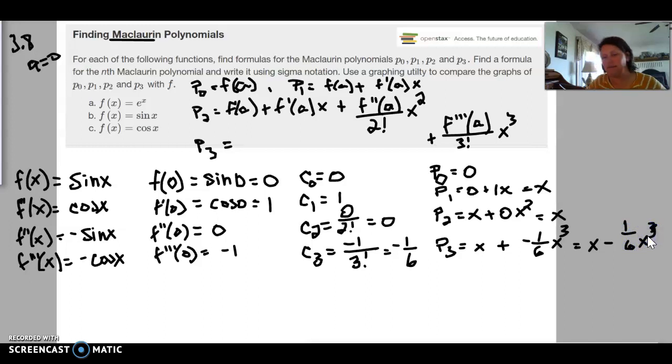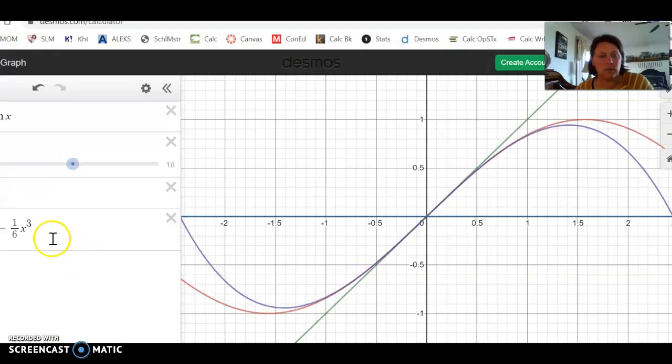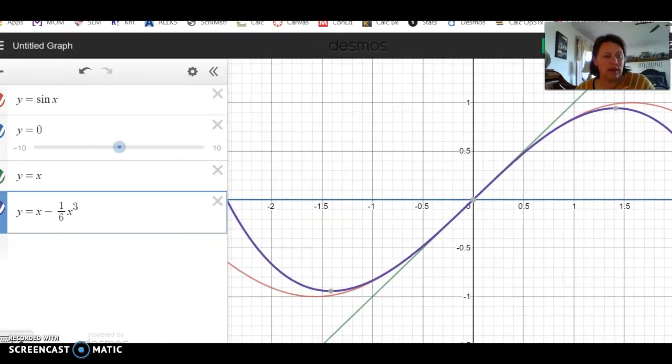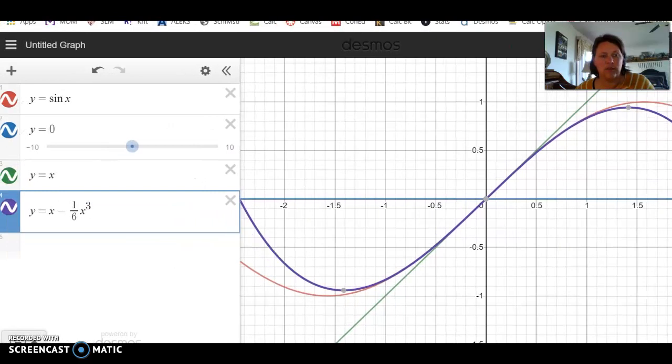So I went ahead and graphed this on Desmos so you can get an idea of how close we can really get with a Taylor polynomial and graphing the equation sine of x. So I'm going to switch over here to Desmos. Now you can see in Desmos that I have graphed these equations.